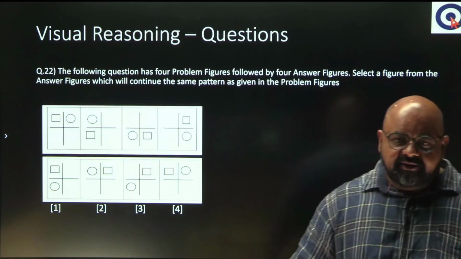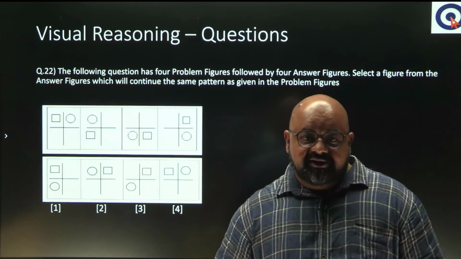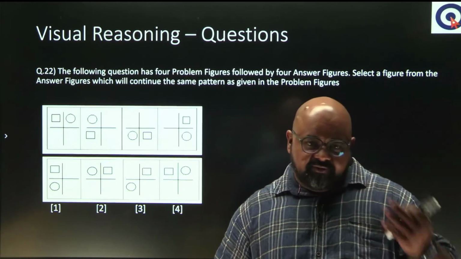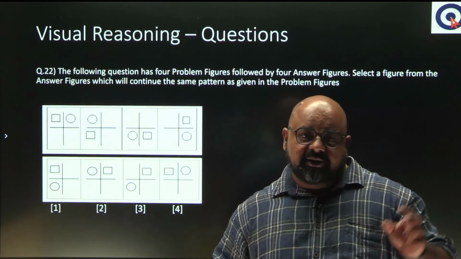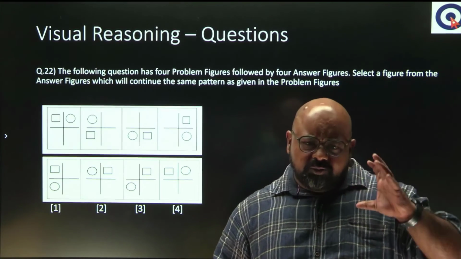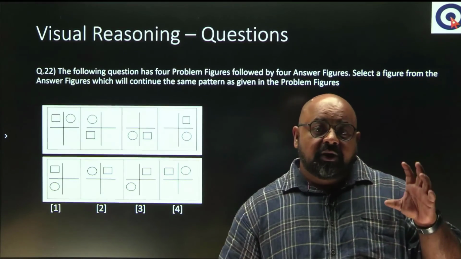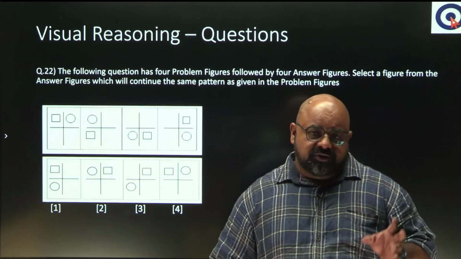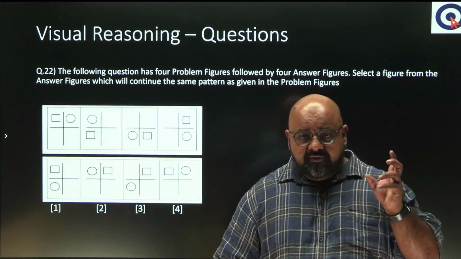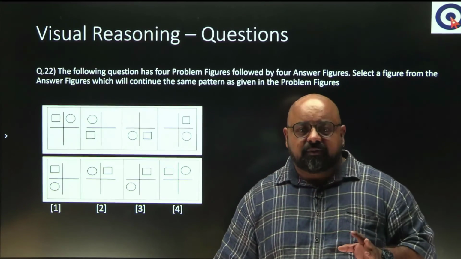Then there are these kind of questions. These are questions that I, again, very much expect in the examination. So what happens is, there are 4 problem figures. There are 2 broad types. The first type will talk about 4 problem figures, and there will be 4 options. You have to choose that option which will continue the pattern of the problem figures.